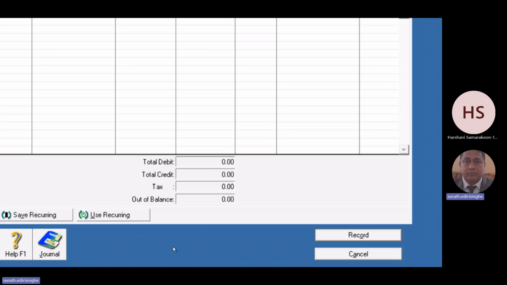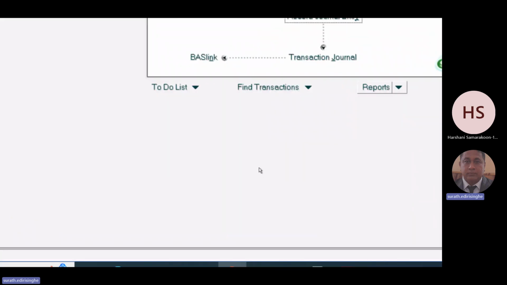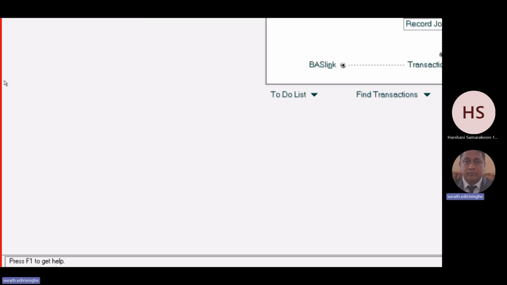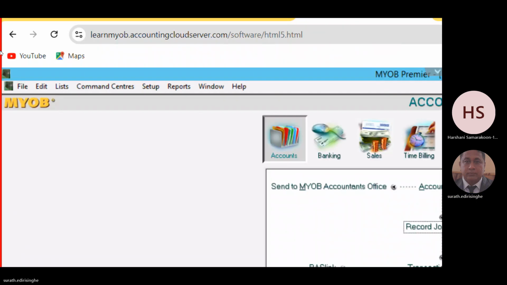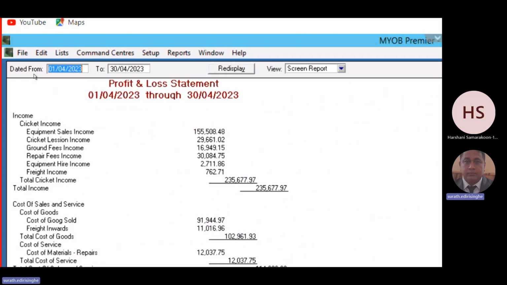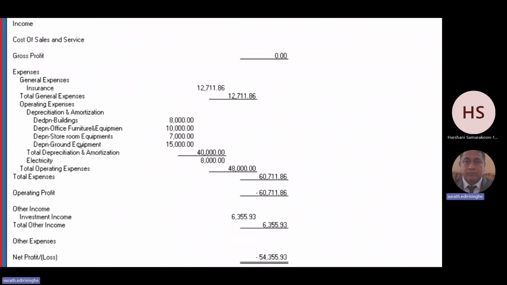Again, look at the P&L in the month of May. This depreciation is correctly recorded for the month of May. Customized for period month of May, May 1st to May 31st. Look at here. The transactions are there. Understood?